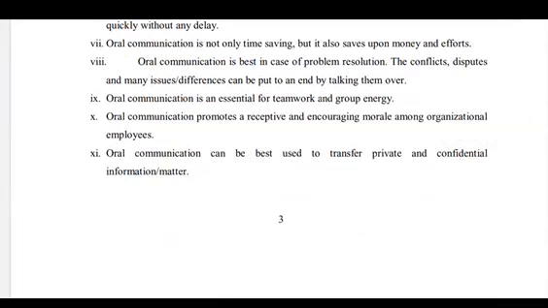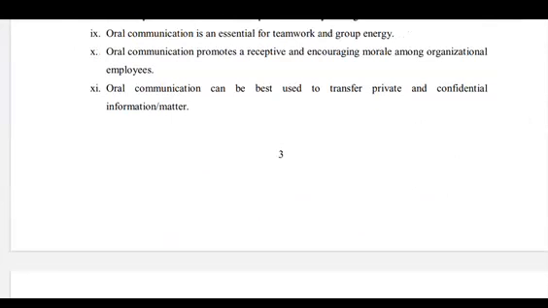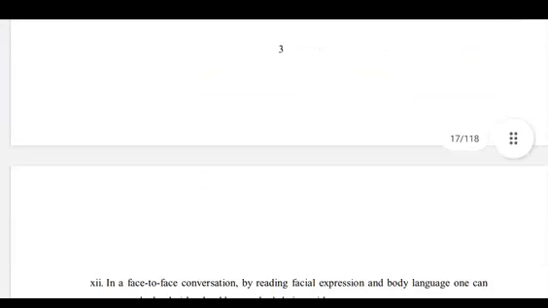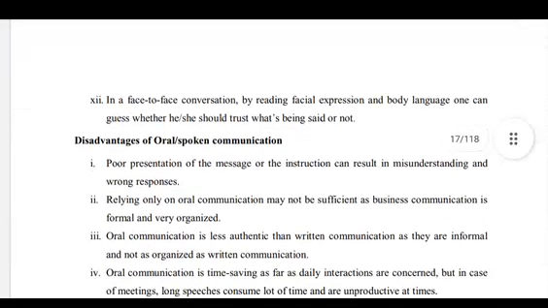Maybe in a company whereby even the boss is engaging with you as the employees, you always have that morale to even work harder for that particular company. We can also say that oral communication can be best used to transfer private or confidential information. Of course, when you speak maybe to your friend, when you are just two, that message is very confidential. Lastly, we can say face-to-face conversation, that is by reading facial expression and body language, one can guess whether he or she should trust what's being said or not, and we talked about that as well.